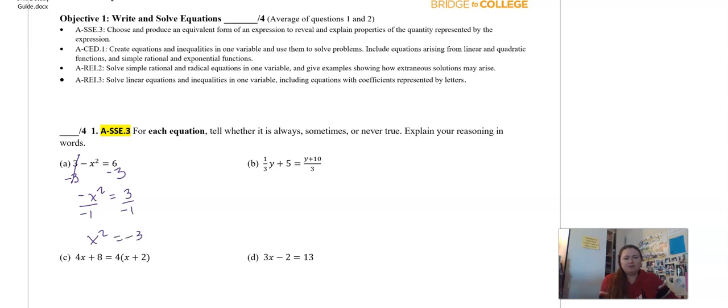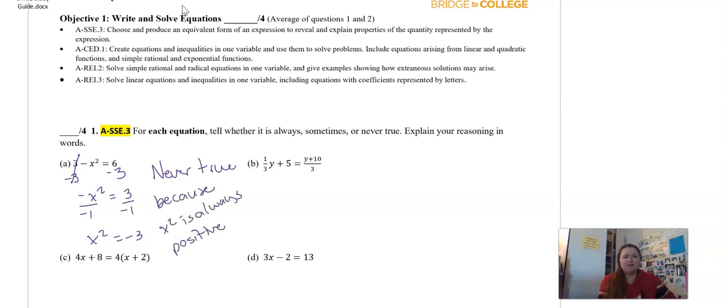Well, now you can really see that I would have to take the square root of a negative number in order to solve this. And in Bridge to College, we are considering imaginary numbers to not be a part of what we're doing. So this is never true because you can't square root a negative number. And the better way to say that would be because x squared is always positive.